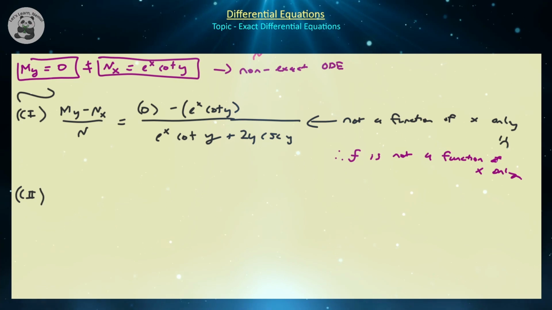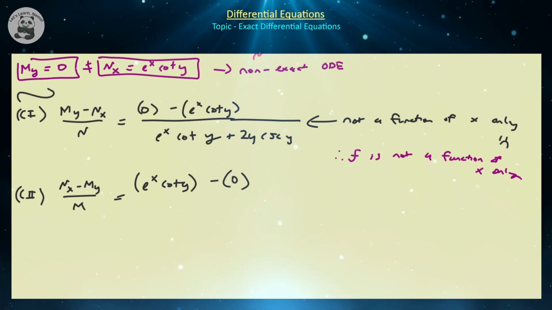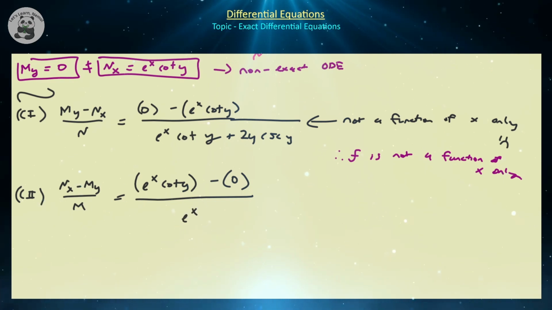So case 2. We need to analyze Nx minus My over M, and hopefully this is a function of y only. Keep in mind our function M was actually the nicest of the two functions, so hopefully we're lucky here. So Nx is going to be e to the x cotangent y, minus My, which is equal to 0, all over M, and our M was just equal to e to the x.